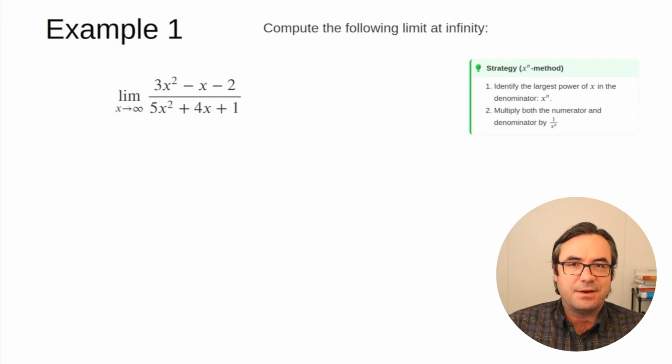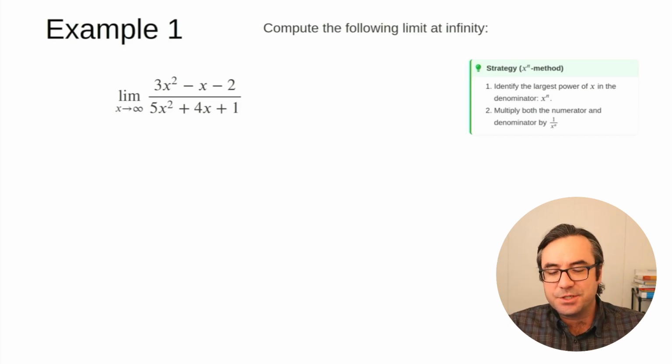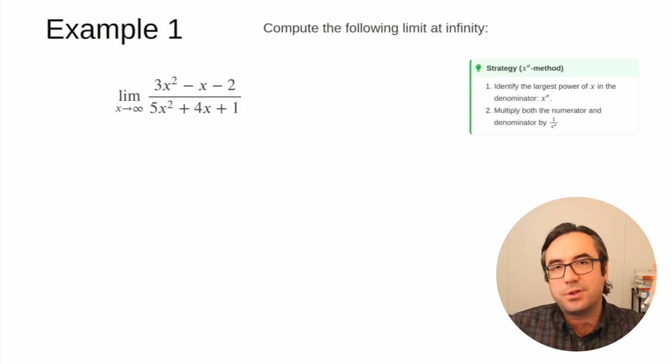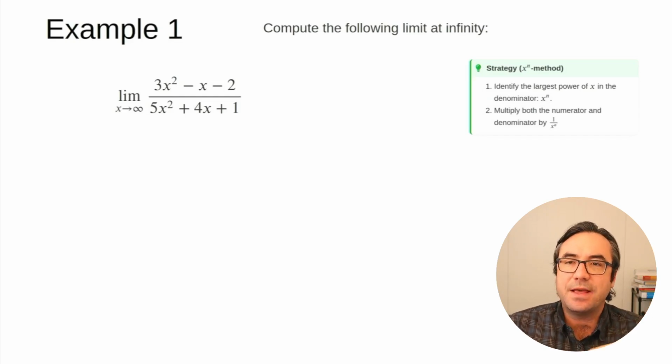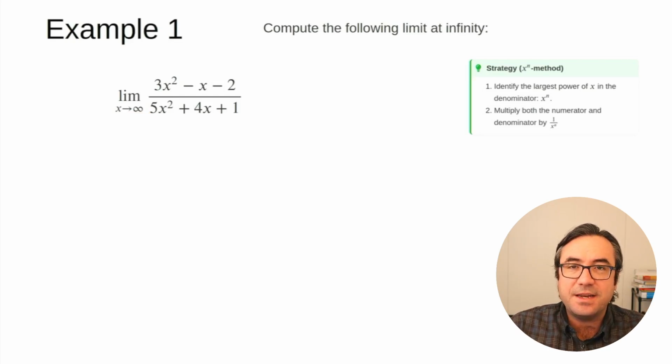That was our main strategy before. When x was approaching a number, what was the first thing we did? We would take that number x is approaching, plug it into the function, and see what we get, and that would dictate what happens. We can't do that here. Infinity is not a number, so we can't plug it in.